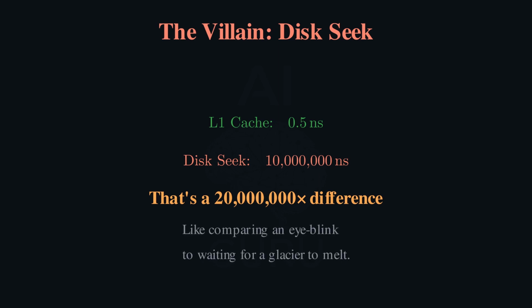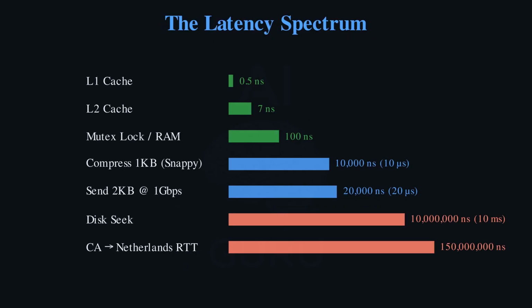That's why the number one rule of high-performance systems is so simple. Memory is fast, disk is slow. Avoid disk seeks if you possibly can. That number just puts everything in perspective. If your design has to hit the disk for every single user request, you are dead in the water. You're just building a traffic jam.